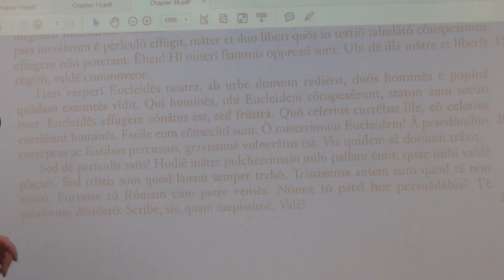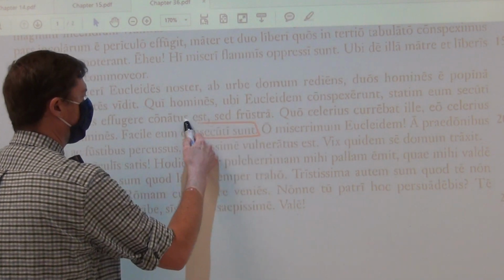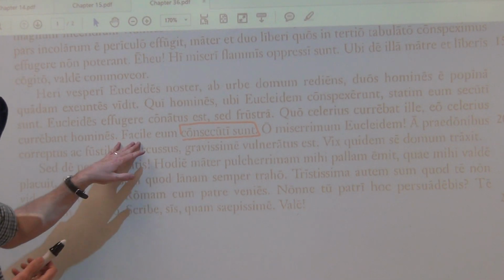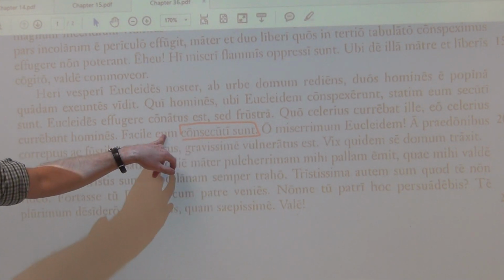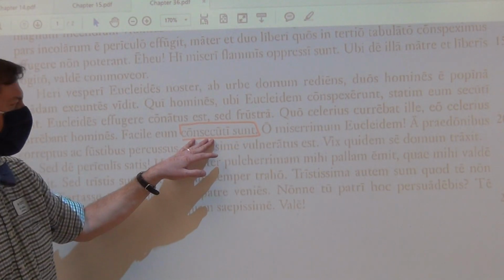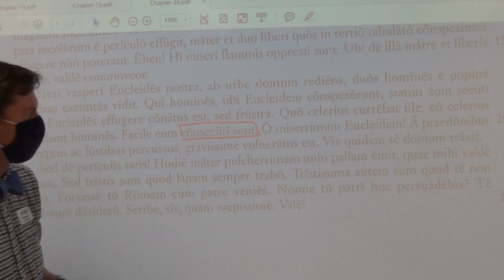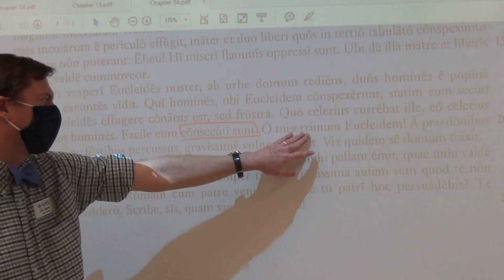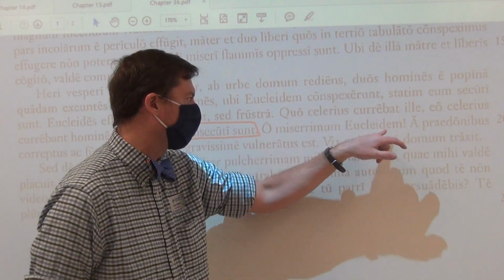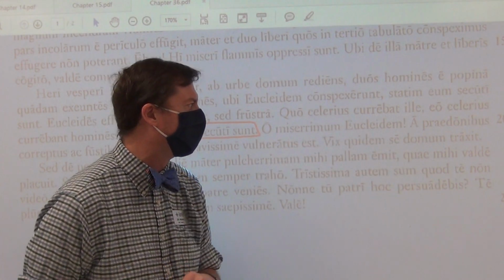Facile, easily. Again, another deponent. Deponents look passive, translate actively. Easily, they overtook him. Secuti sunt, they followed. Consecuti sunt, they overtook. They actually caught up to. Oh, most miserable Euclides, or accusative of exclamation. Do you see how it's miserrimum Euclidem?